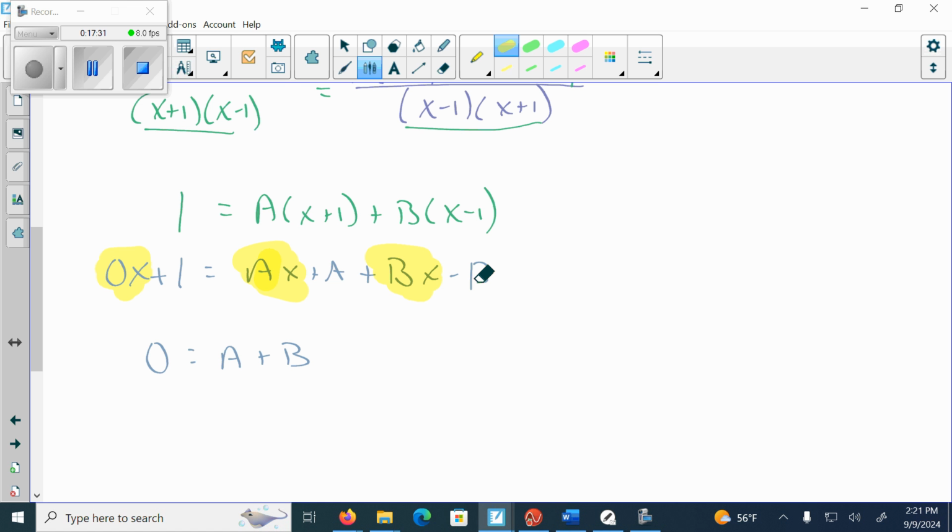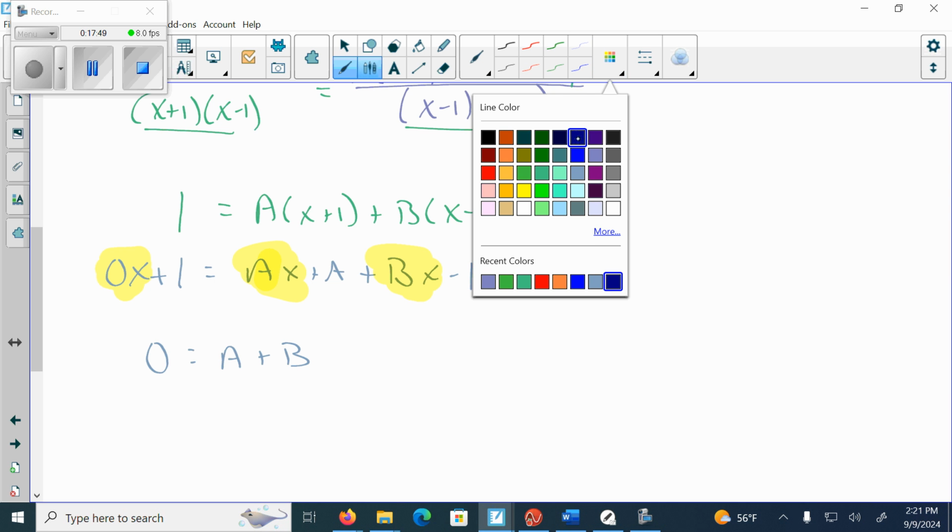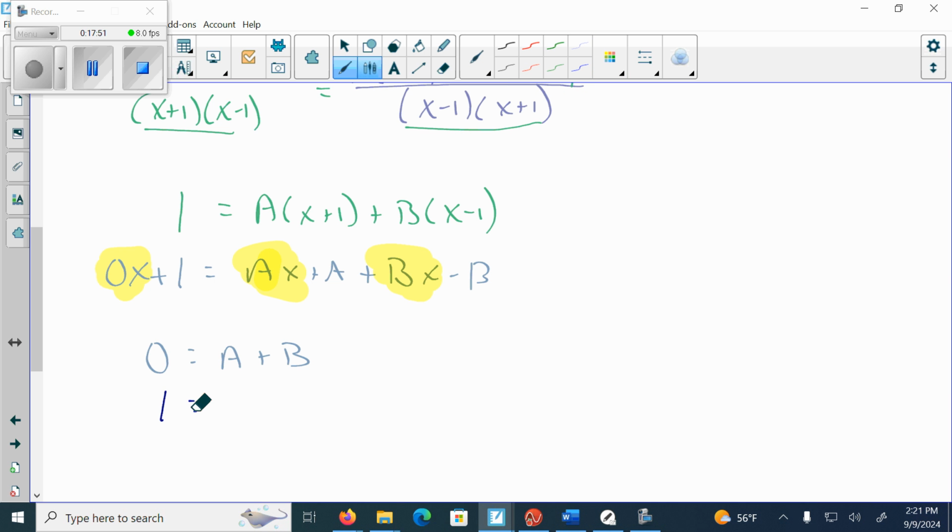So 0x, I have no x over here, so I can think of it as 0x. Everything with all the coefficients of x, I'm going to write them as one equation in my system. Then the second equation is going to be the constants. So in here I have a constant of 1, and then this has a constant and this has a constant because it doesn't have a variable, right? So I'm going to have A minus B.